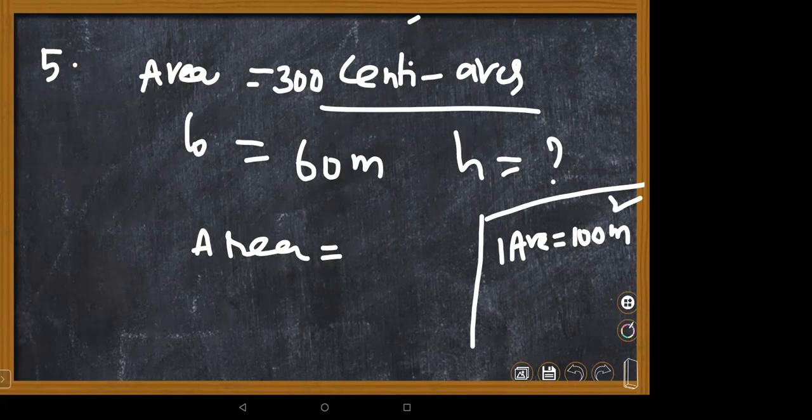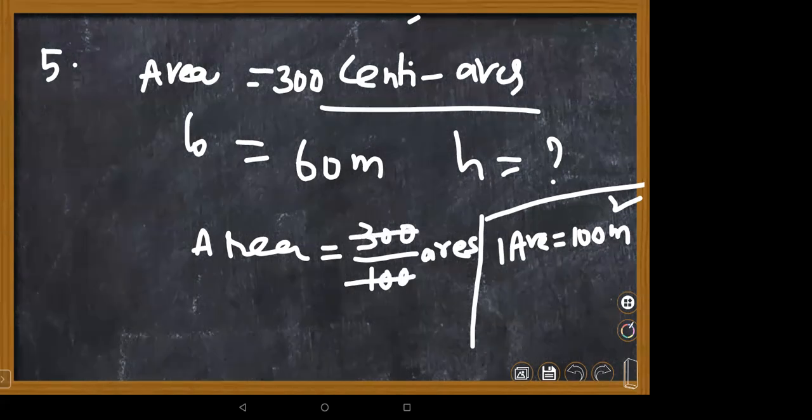Ma'am, they gave us this. Centi means what, ma'am? Centi means you need to divide by 100. So, ma'am, divided by 100 only. I think that means 300 meters square it will become.